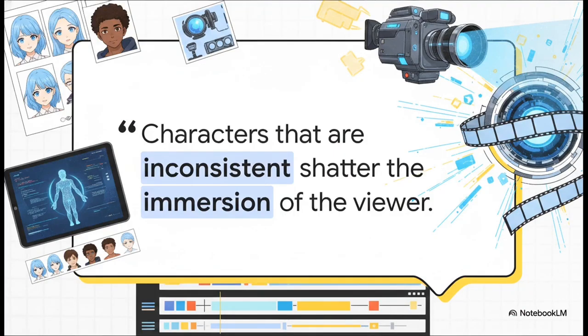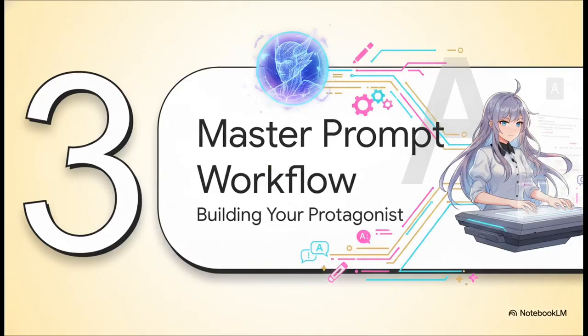I love this quote from the Keeling AI Guide because it hits the nail right on the head. Inconsistent characters shatter the immersion of the viewer and make your work appear amateurish. This perfectly underscores why we've got to solve this before we even think about animation. If you don't lock down that visual identity first, no amount of cool camera moves is going to save your story. Which brings us right into section 3, the master prompt workflow.